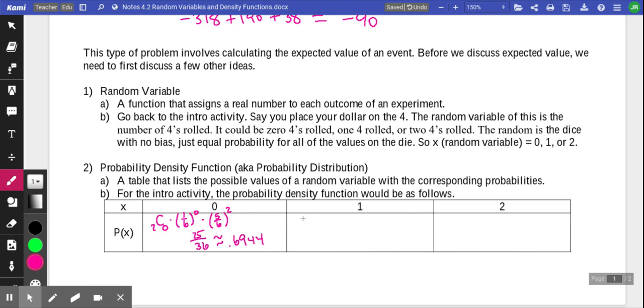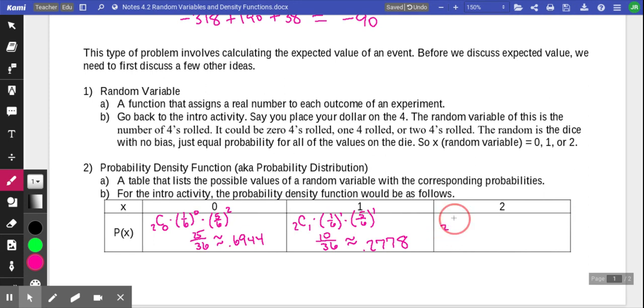Anyway, continuing on with this idea, in the next case, we would have 1 success, and that would mean 1 failure. So this would be 2C1 times 1/6 to the 1st power times 5/6 also to the 1st power. And this is going to give us 5 out of 18, or let's keep it in terms of 36. This would give us 10 out of 36, which is approximately 0.2778.